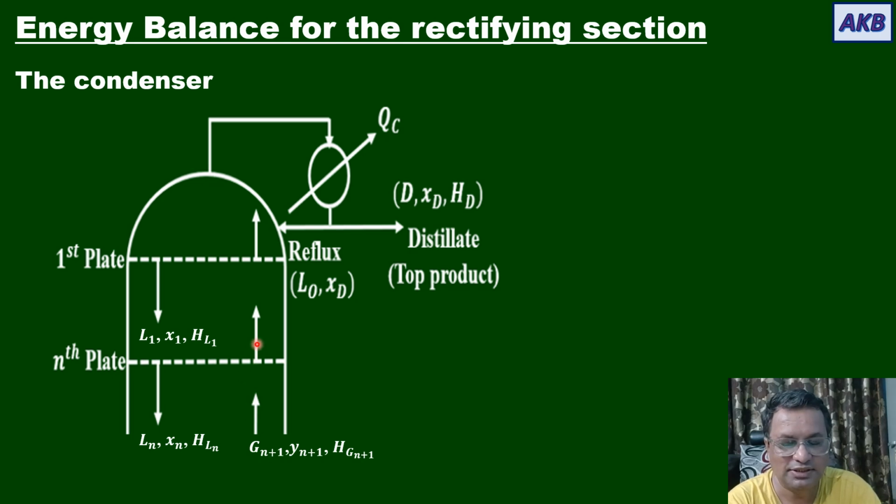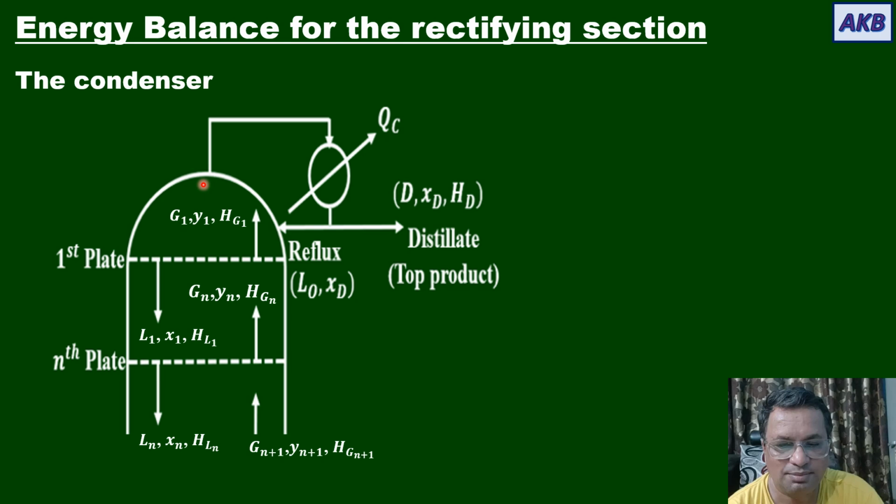Now you can easily write notations for this. This is vapor stream coming out from nth plate, so it will be identified as Gn, molar flow rate, Yn, mole fraction of A in that stream, Hgn, enthalpy per unit mole of the vapor stream. So this will be G1, Y1, Hg1.